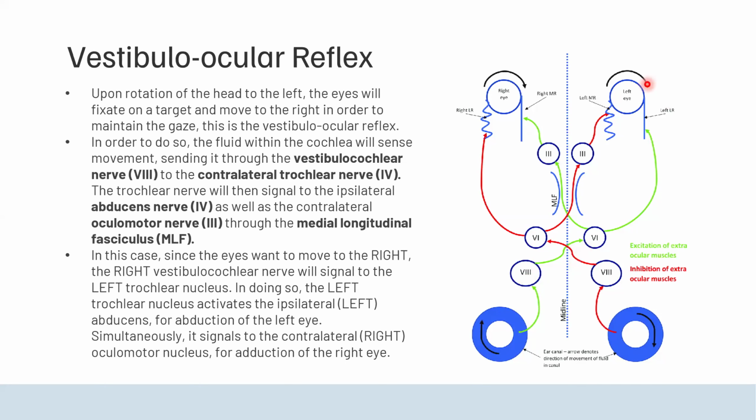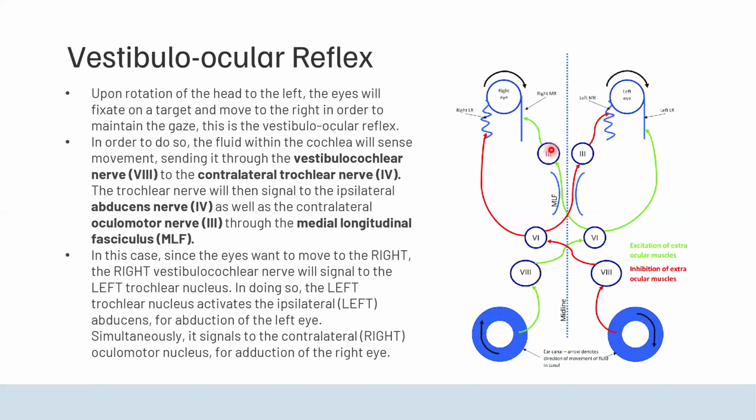But at the same time, because I don't want to simply abduct the left eye, I also want to adduct the right eye, the abducens nucleus is going to communicate with the oculomotor nucleus. And it does that through something known as MLF, which is very, very important. MLF is what is known as the medial longitudinal fasciculus. What is a fasciculus? It's basically a bundle of nerves, right? So this medial, because it's on the midline, longitudinal, because it goes upwards and it's long, fasciculus, bundle of nerves, is going to communicate the signal from the abducens nucleus to the oculomotor nucleus.